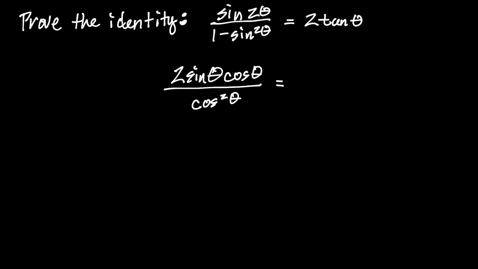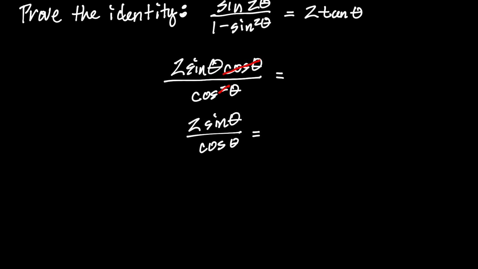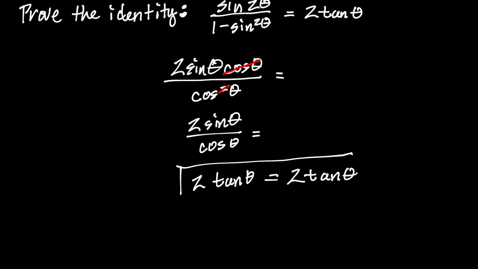And after that, let me see. We're going to go ahead and cancel some things. This cosine will cancel with one of these cosines, leaving us with 2 sine theta over cosine theta. And that equals 2 times tangent theta, because tangent theta is sine divided by cosine. So that's an identity as well. So there we go. We just proved this trigonometric identity. So after that, you can stop.